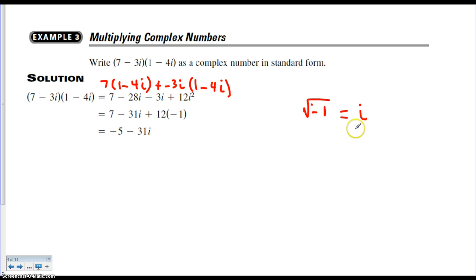Remember, I said that i is the same thing as the square root of negative 1. Well, if I want to get rid of this square root, I could square both sides, and what I find out is that anytime I see negative 1, I see i squared. So that's why I combined the negative 28i and the negative 3i together to get negative 31i, and then I changed the i squared to negative 1. So now I get 7 plus negative 12 to get me negative 5.